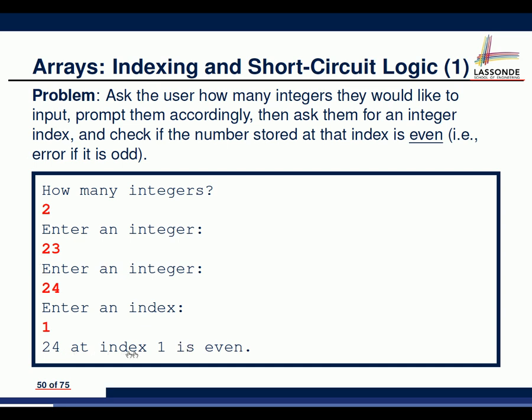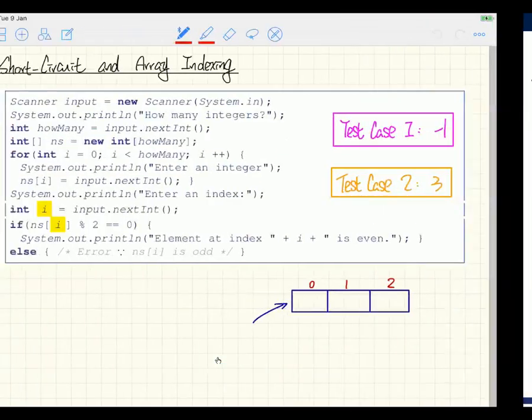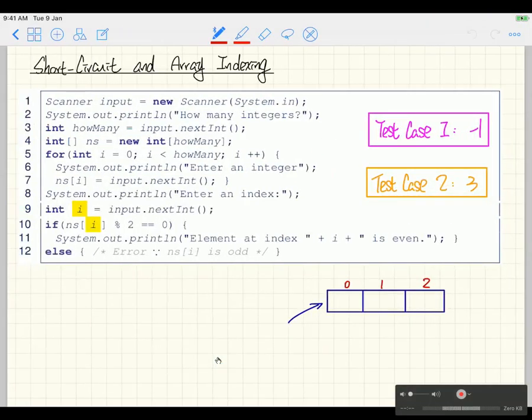And 24 at index 1 is even. Okay, this is a very simple problem you're trying to solve. Let me present to you a particular solution. Let's criticize that, and let's see how we can fix it. The solution for the fix will be short circuit evaluation. Let's have a look at that all together.